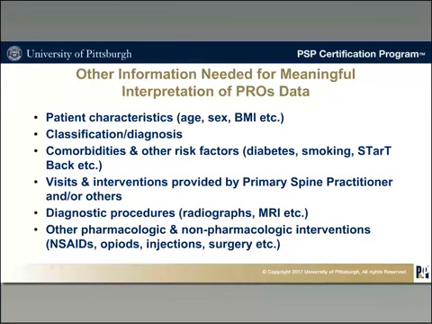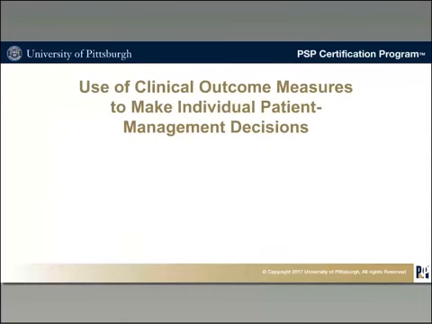We also need to know what you did with the individual, how many visits, what interventions were provided by the primary spine practitioner or others. Were any diagnostic procedures done, radiographs or MRI, and were any other pharmacologic or non-pharmacologic interventions utilized to manage this individual? So NSAIDs, opioids, injections, and surgery. So all this has to be considered when we're evaluating the patient-reported outcome measures to assess the quality and value of care provided by a primary spine practitioner.